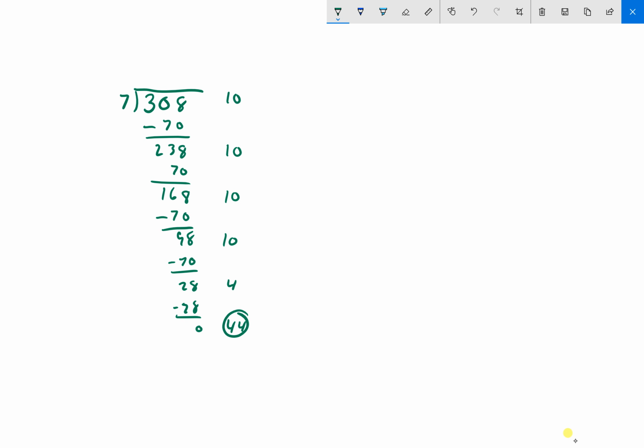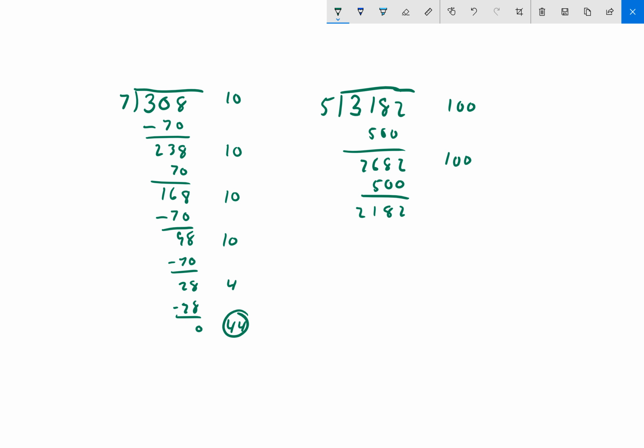I'll try one more. Let's make this 3,182 divided by 5. Alright, so I'm going to say 100, because that's going to be 500. So 2, 8, look at that. I'm going to do 100 again. 500. And that's going to be 2,182.